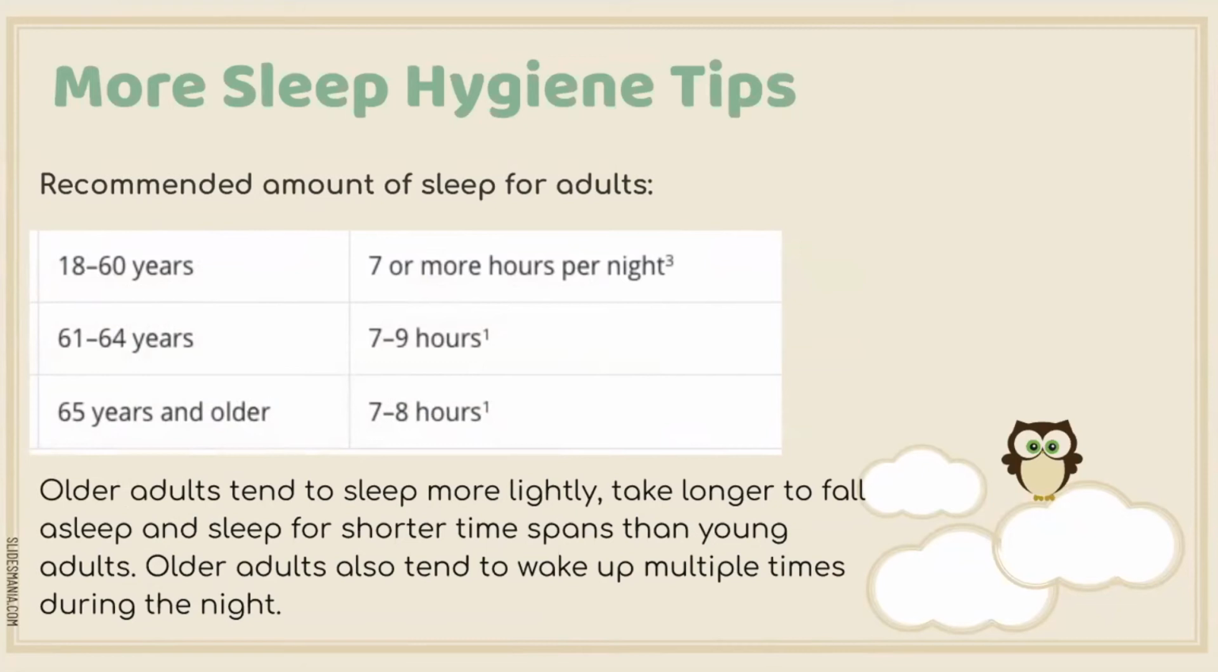And it has been identified that older adults tend to sleep more lightly, take longer to fall asleep, and sleep for shorter time spans than young adults do. Older adults also tend to wake up multiple times during the night for a variety of different reasons.